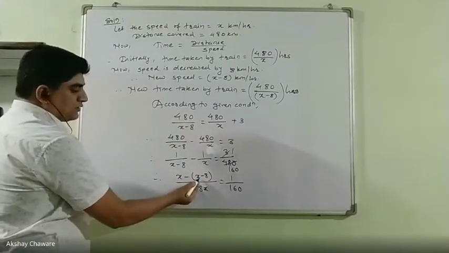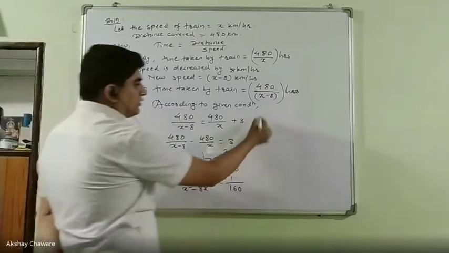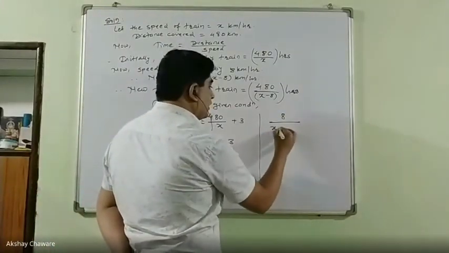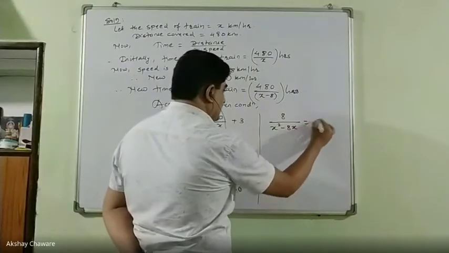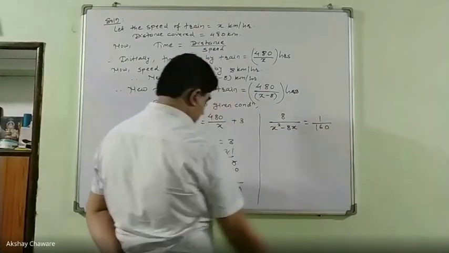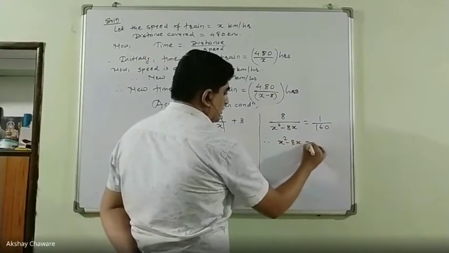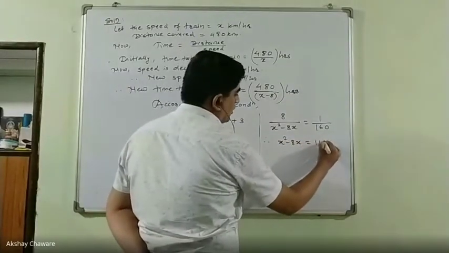Then x minus x gets cancelled, minus minus plus, so the new equation will be 8 upon x square minus 8x, equal to 1 upon 160. And then finally x square minus 8x is equal to 160 times 8, that is 1280.